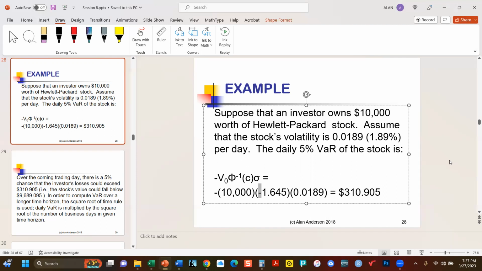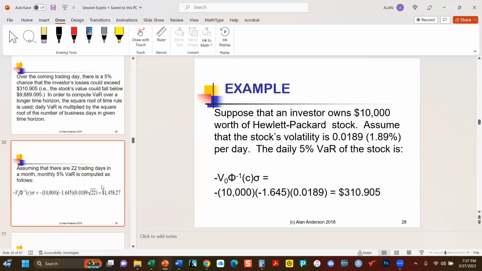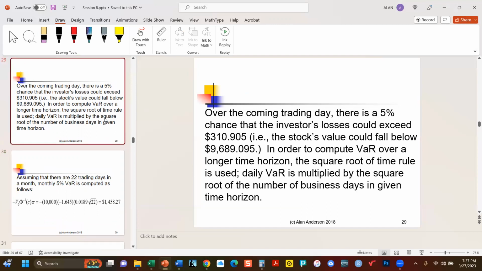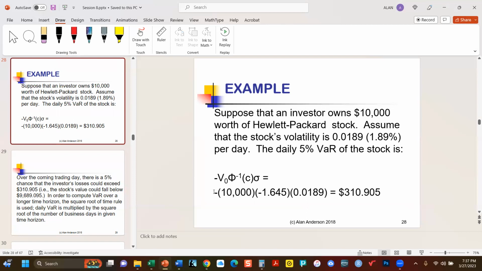All right, now, if the upper level management thinks that's too much, then they might ask to sell the stock or buy a different one, or maybe do a hedge of some kind. Okay, that's our first. Now, what happens though if they're not interested in the daily VAR, but the monthly VAR? What they're going to do is take the same exact numbers and make one little change.